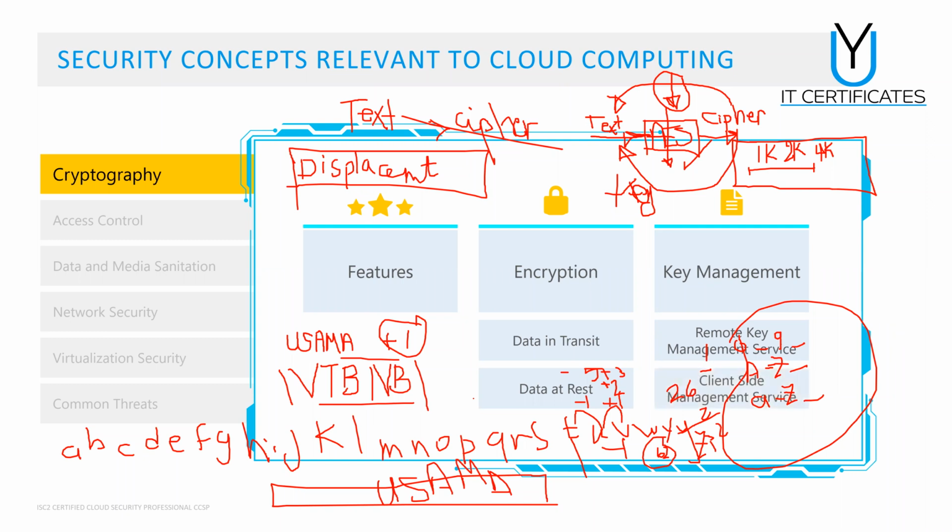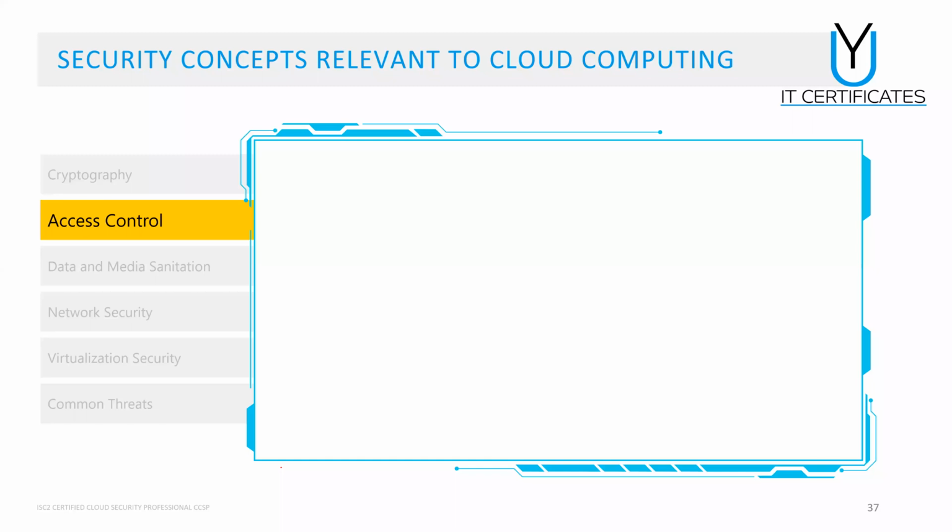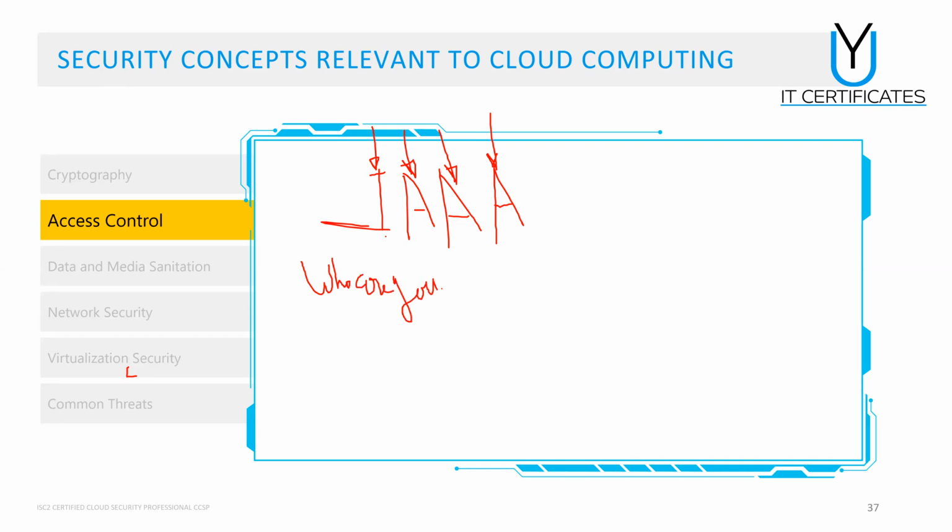The second concept we have to cover for the security concepts related to cloud computing is access control. We highlighted some information about access control, and we said that it is the IAAA: identification, authentication, authorization, and accounting. What is identification? Identification means who are you? This is very simple. Who are you? I am Osama.